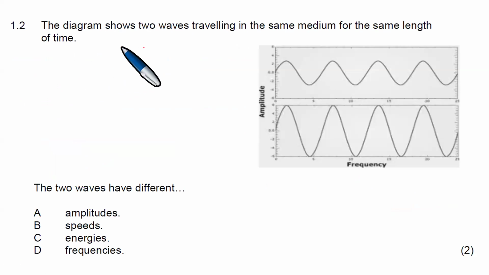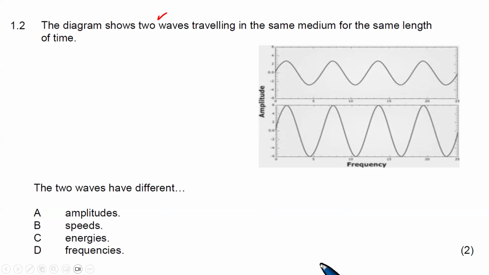The diagram below shows 2 waves traveling in the same medium for the same length of time. Right, here we have 2 waves that are traveling in the same medium for the same length of time. But these are 2 waves, wave number 1 and wave number 2. Each wave has its amplitude and frequency. The 2 waves have different what? Do they have different amplitudes? Do they have different speeds? Do they have different energies? Do they have different frequencies? What do they have that is different?